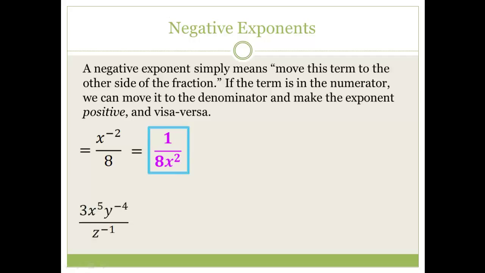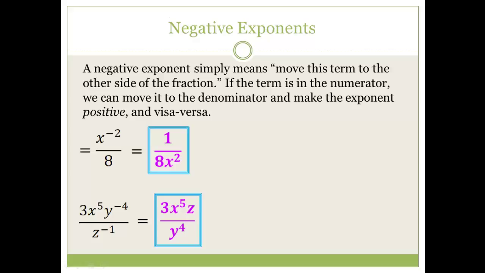You can even move two negative exponent items at the same time. So for example, 3x to the fifth, y to the negative fourth power, divided by z to the negative 1 power, can be simplified by moving the y and z bases, which gives us 3x to the fifth power times z divided by y to the fourth power.